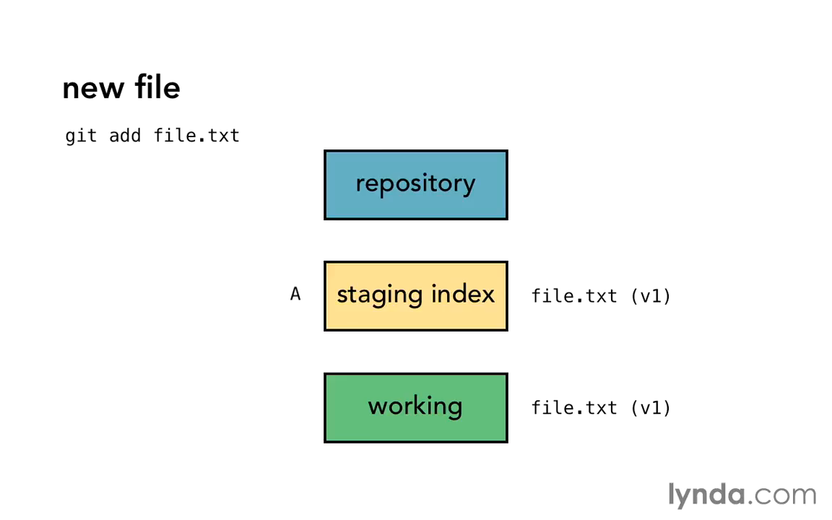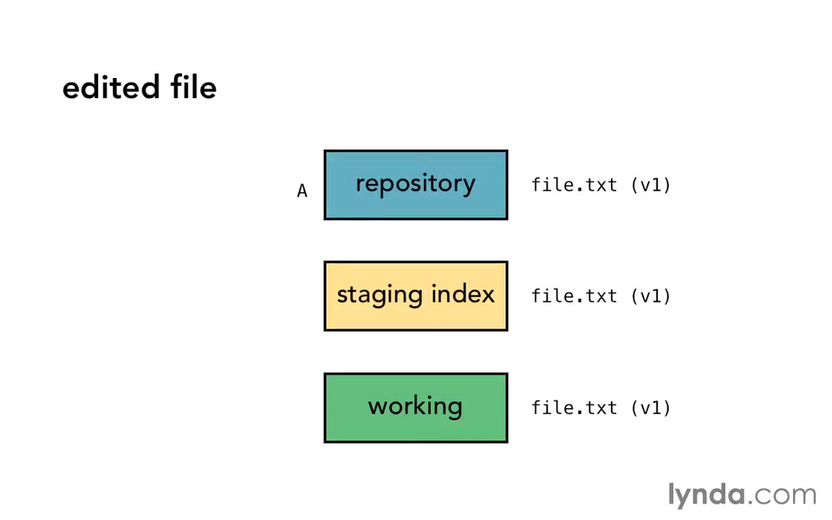Now once we've got everything in our staging index exactly like we like it, we're ready to bundle it all up and send it as a commit to the repository. We use the git commit command. So git commit will take that set of changes and push them up to the repository so that now that file exists in the repository. It's there permanently, it's tracked, and it has a commit message about the change that we made. That's exactly what we did when we made our first commit.